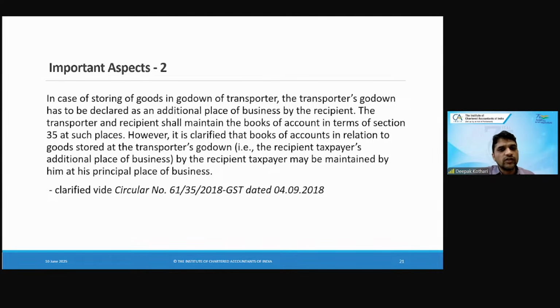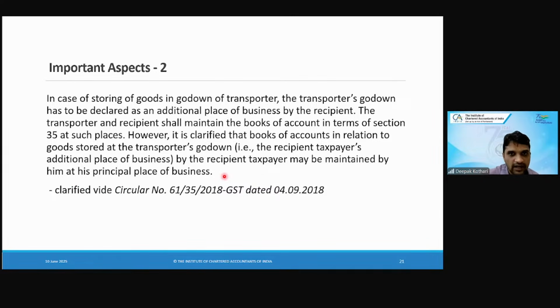Okay. In case of storing of goods in the godown of a transporter, the next circular clarifies that the transporter's godown has to be declared as an additional place of business by the recipient. The transporter and the recipient shall maintain books of accounts in terms of Section 35 at such places. However, it is clarified that the books of accounts in relation to goods stored at the transporter's godown, that is the recipient taxpayer's additional place of business, may be maintained by him at his principal place of business.